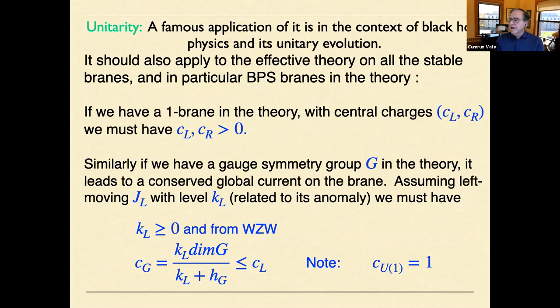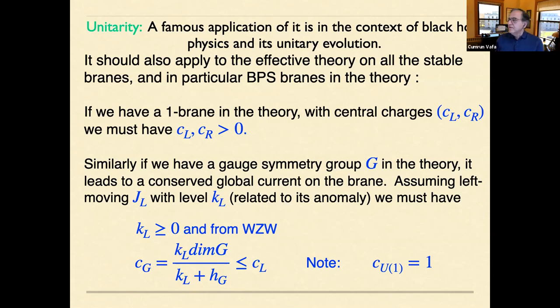So for example, if we have a one brane, a string in the theory, with central charges c_L and c_R, we must have that these central charges are positive. And this is a unitarity condition for the quantum field theory on the worldsheet of that brane. Similarly, if we have a gauge symmetry group G in the theory, it leads to a conserved global current on the brane.